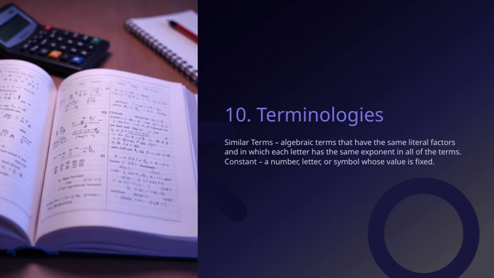Next, we have constants. A constant is simply a number, letter, or symbol whose value doesn't change. It stays fixed, like the number 5 or the symbol pi. Constants are key in algebra because they help us define specific values or coefficients in an expression. Understanding these terms helps us see the structure of algebraic expressions more clearly. Similar terms can be grouped together, and constants act as fixed points within those expressions. This understanding ties into the overall theme of simplifying and manipulating algebraic expressions effectively.